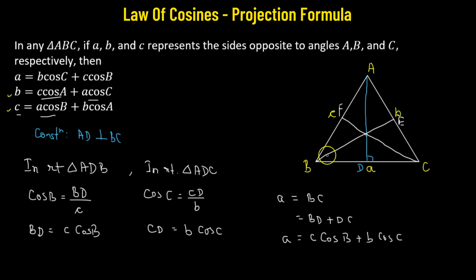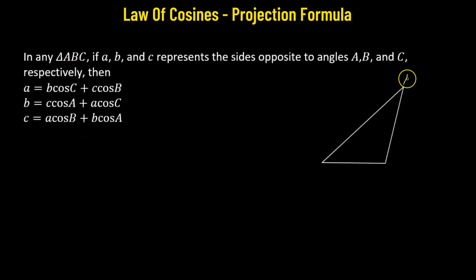Now this triangle ABC is an acute angle triangle. So we have shown that the projection formula works for an acute angle triangle, but it is also true for an obtuse angle triangle. So let's go to the other case when triangle ABC is an obtuse angle triangle. This time we have an obtuse angle triangle ABC, obtuse at angle B. Now we will show that the projection formula holds equally true for the obtuse angle triangle.